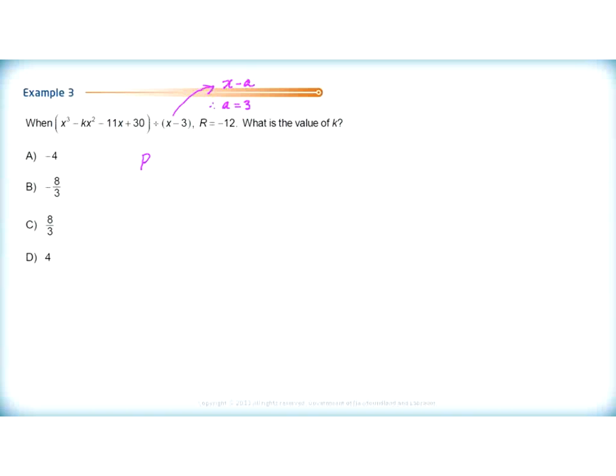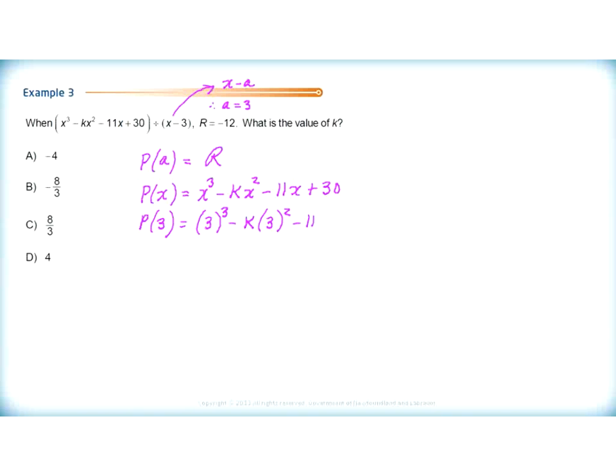What that's telling us is that when you evaluate p of a, p of a is equal to the remainder. So if your polynomial expression, p of x, is given by x cubed minus kx squared minus 11x plus 30, we need to evaluate p of 3. P of 3 is equal to 3 cubed minus k times 3 squared minus 11 times 3 plus 30. And we're told that the remainder is equal to a negative 12, which means that P of 3 is equal to a negative 12.